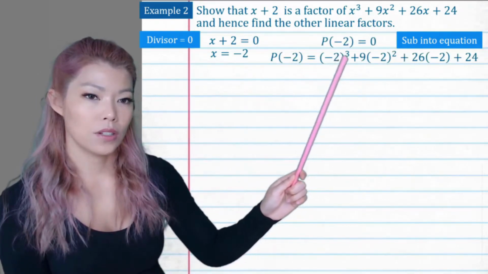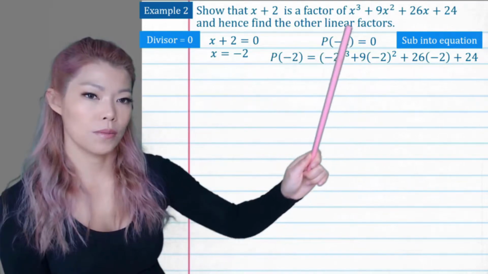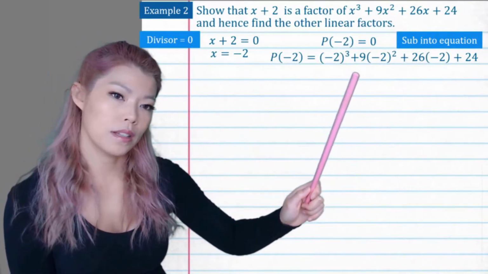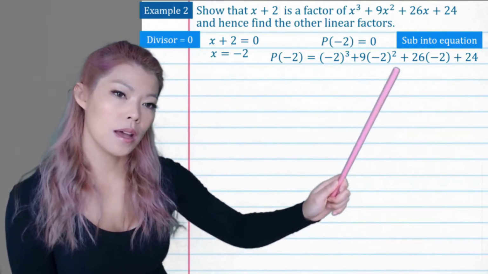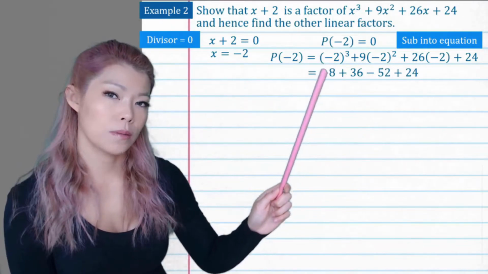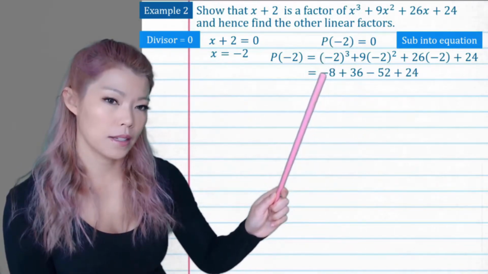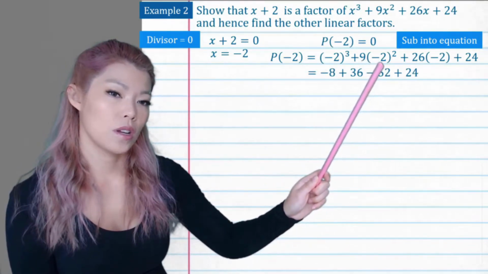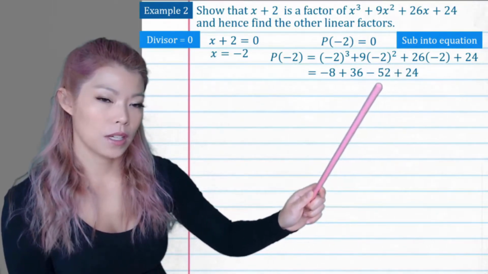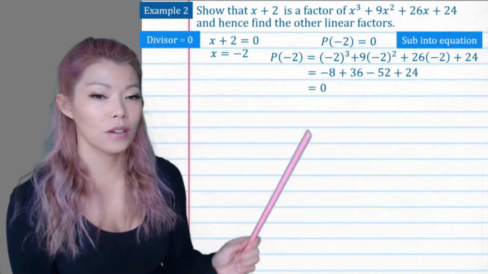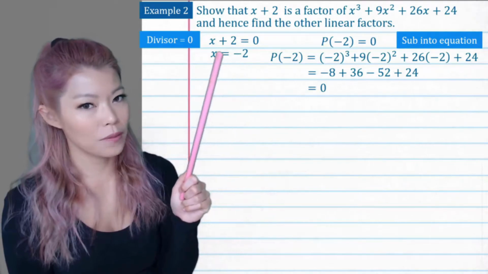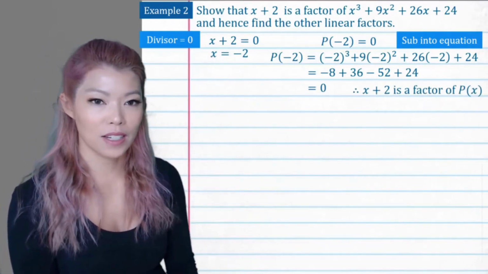So p of minus 2 is, plug in minus 2 wherever you see x: minus 2 cubed plus 9 times minus 2 squared plus 26 times minus 2 plus 24. So we obtain minus 2 times minus 2 is 4, times minus 2 is minus 8. Then minus 2 squared is 4, times 9 is 36. Minus 2 times 26 is minus 52, plus the 24, and sure enough we get 0. So from the factor theorem, we can state that x plus 2 is a factor of p of x.